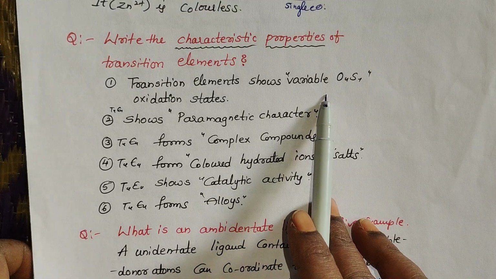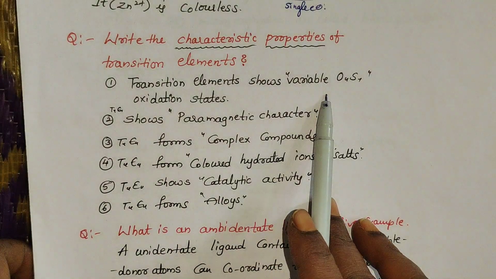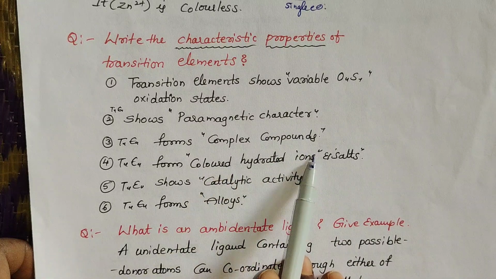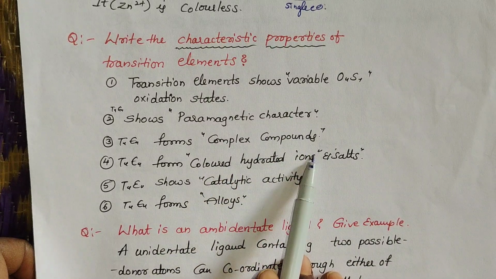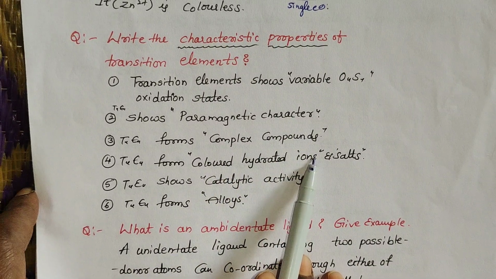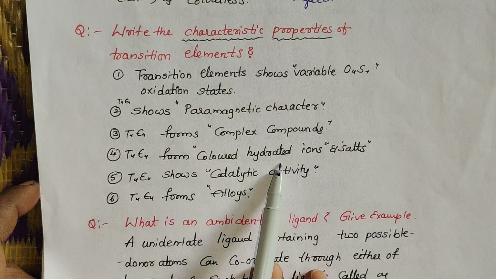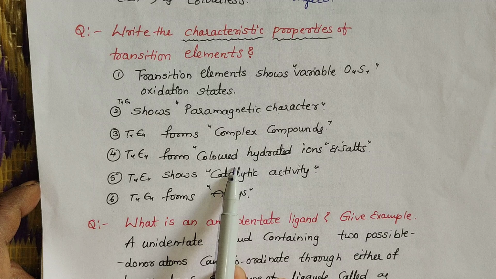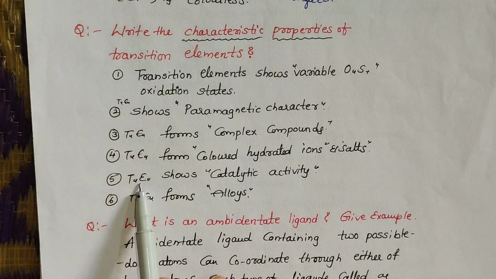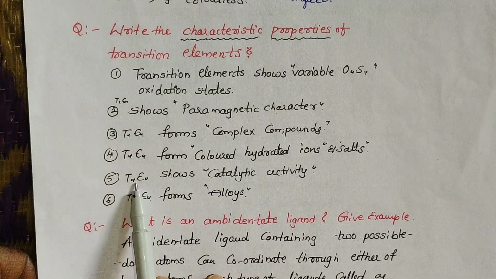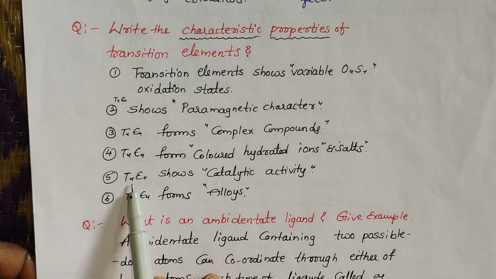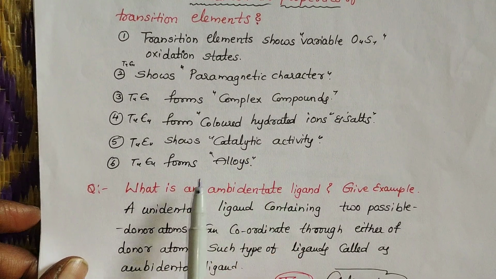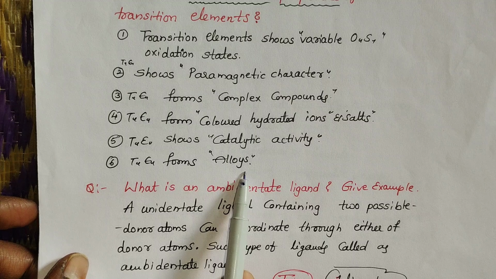Different oxidation states are present, that is nothing but variable oxidation state. Paramagnetic character, why? Because single electrons are present. Complex compounds are present; they exhibit complex compound nature for stability. Hydrated ions and salts also exhibit color in transition elements. All these are the transition element characteristics, nothing but properties. Catalytic activity is also present. Next, alloy nature, nothing but a mixture of metals.